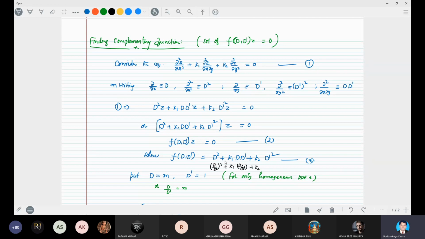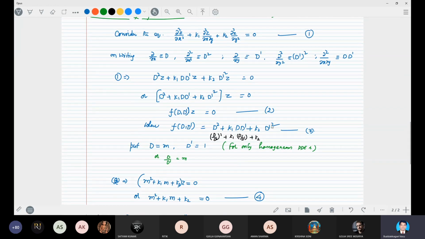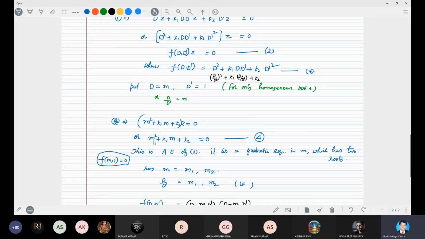Where f(D, D dash) is equal to D square plus k1 into D D dash plus k2 into D dash square. Because it is homogeneous, we may rewrite this as (D by D dash) whole square plus k1 into D by D dash plus k2. Considering D by D dash equal to m, or D equal to m and D dash equal to 1 for homogeneous PDEs only, it results in the form m square plus k1 m plus k2 equal to 0, which is the auxiliary equation of equation 2.